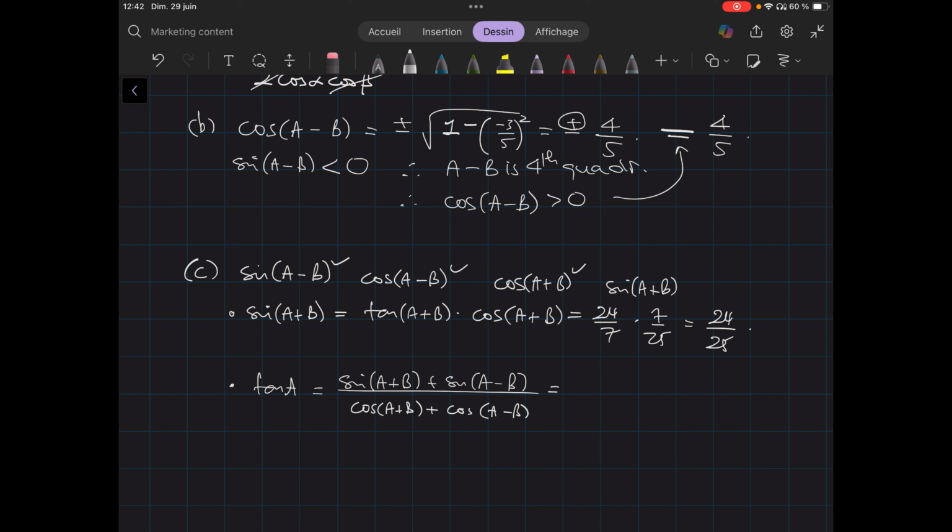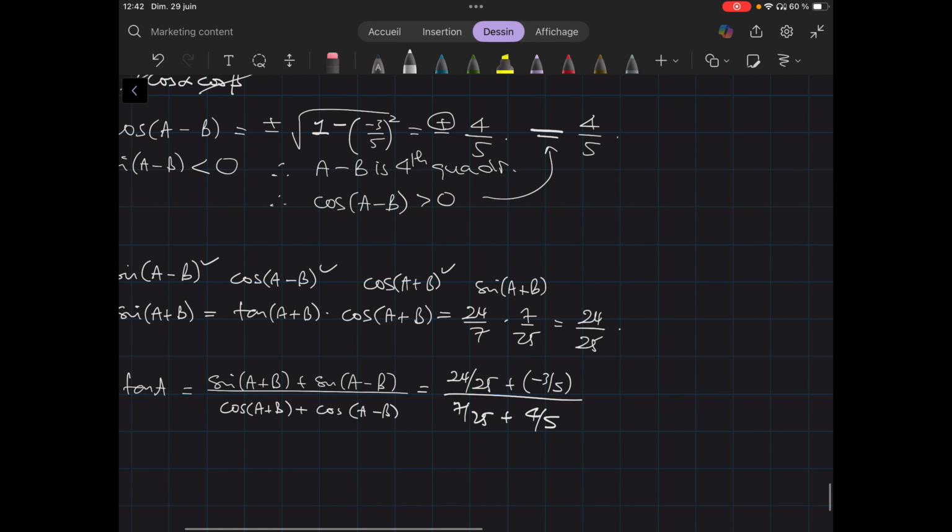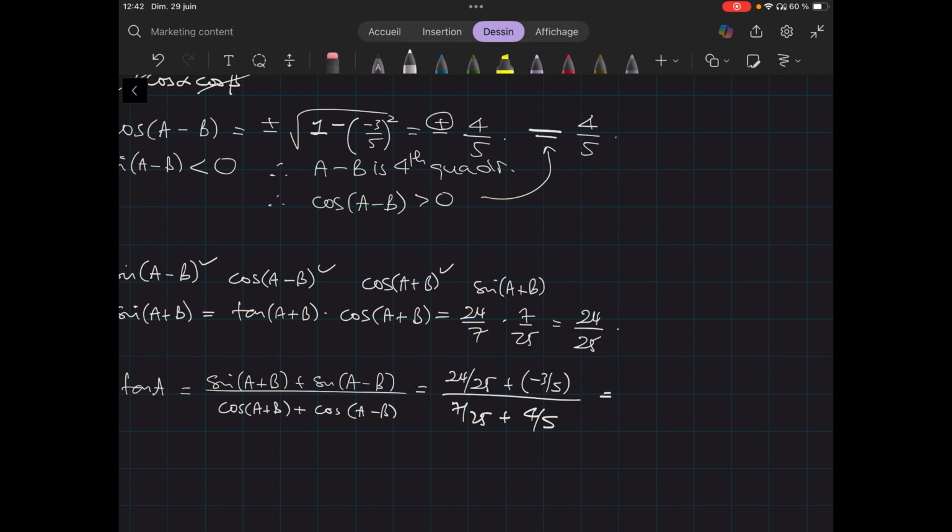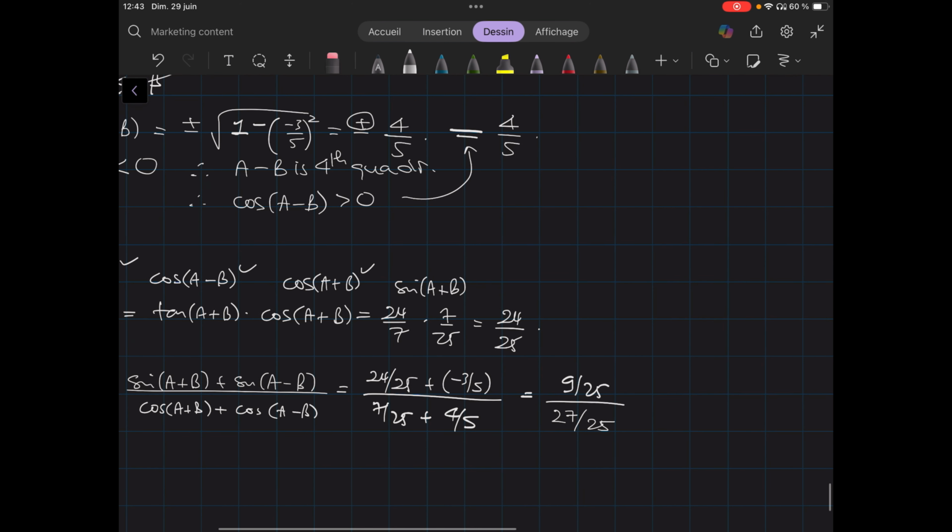Sine of A plus B, that's 24 by 25. Sine of A minus B, that's negative 3 by 5. Cos of A plus B, 7 by 25. Cos of A minus B, 4 by 5. Upstairs, we are going to have 9 over 25. Downstairs, we're going to have 27 over 25. So, tan of A is 1 by 3.